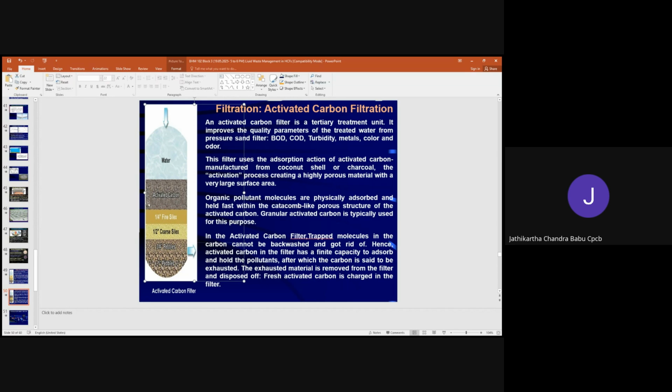The activated carbon is nothing but charcoal. Activated charcoal has pores. All the contaminants will be retained here, and after passing through this, the water will be free from all the contaminants.